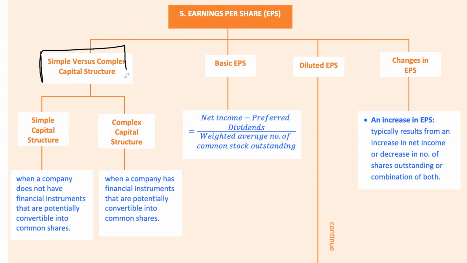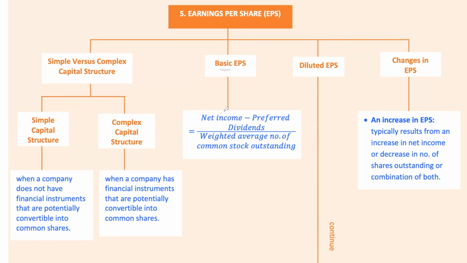Simple versus complex capital structure. A company with a simple capital structure has only common shares outstanding, making EPS calculations straightforward. But when a company has convertible securities like bonds or preferred stock, the capital structure is considered complex, and you need to calculate both basic EPS and diluted EPS.